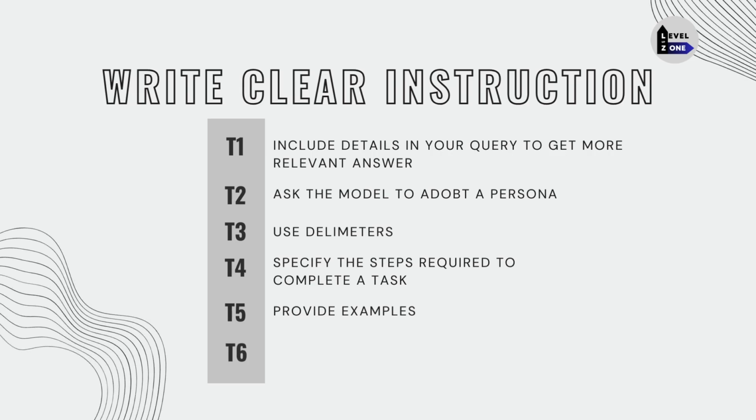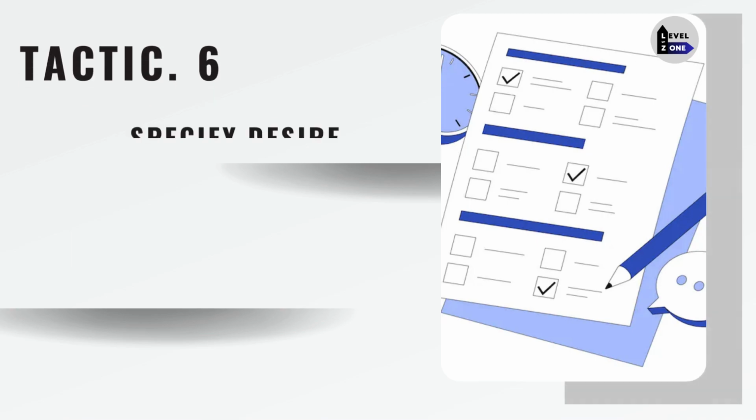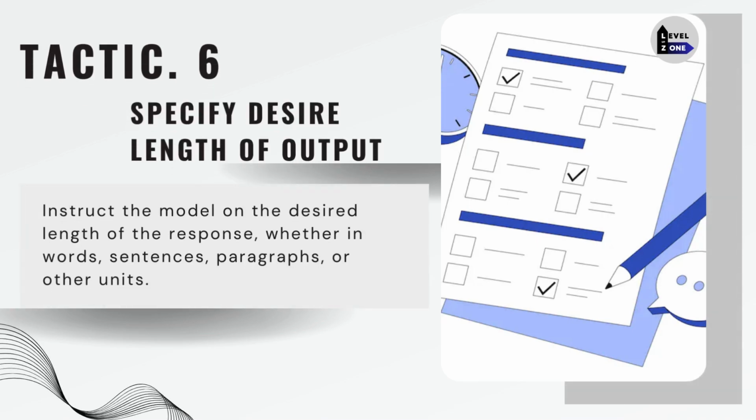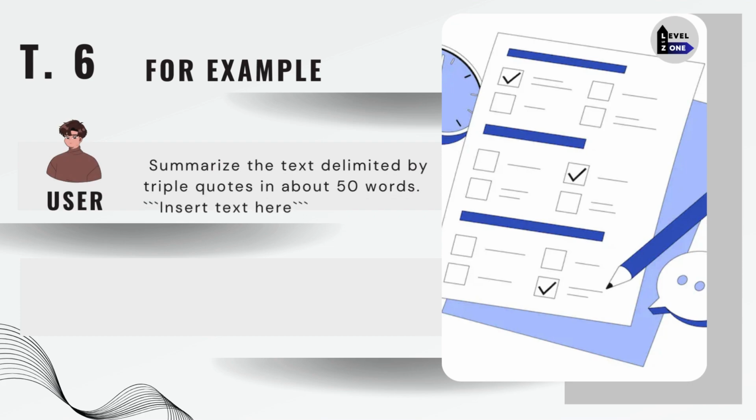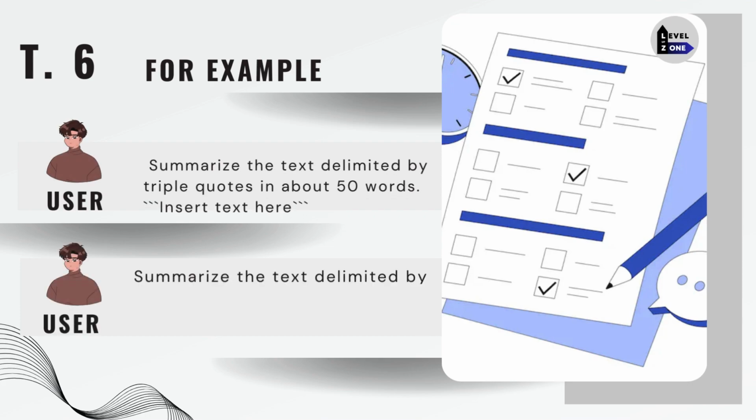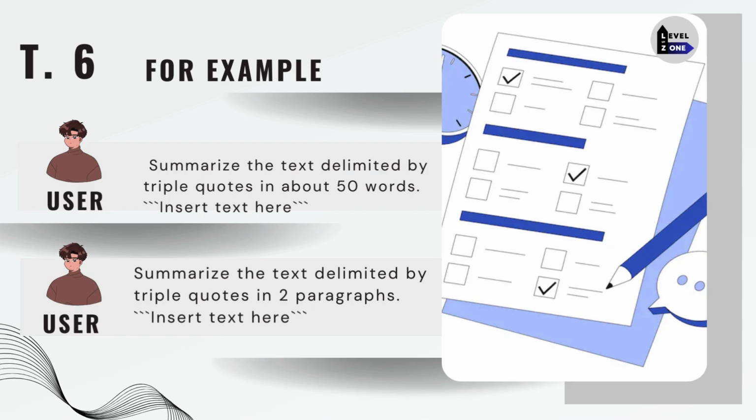Tactic number six. Specify the desired length of output. Instruct the model on the desired length of the response, whether in words, sentences, paragraphs, or other units. For example, summarize the text delimited by triple quotes in 50 words. And another example is, summarize the text delimited by triple quotes in 2 paragraphs.